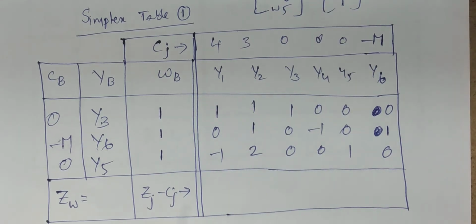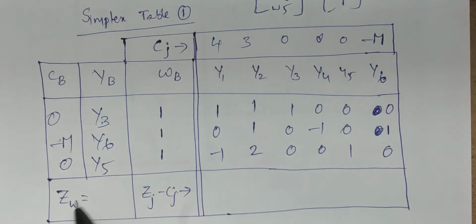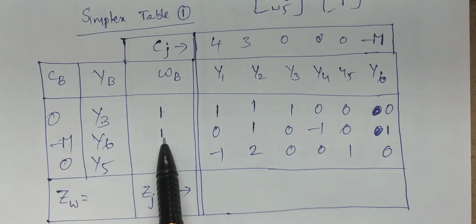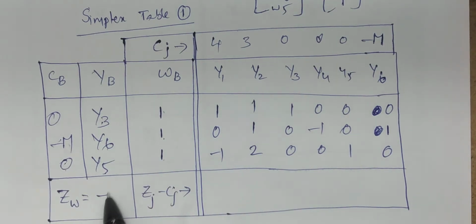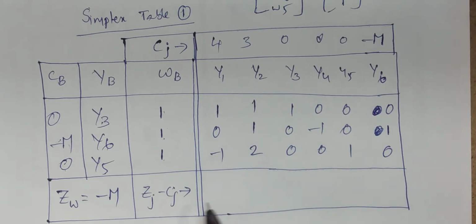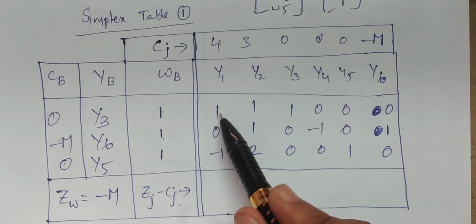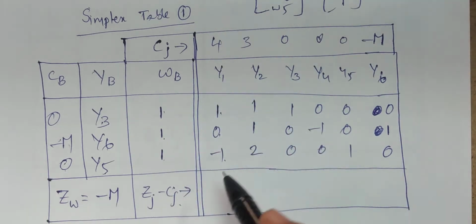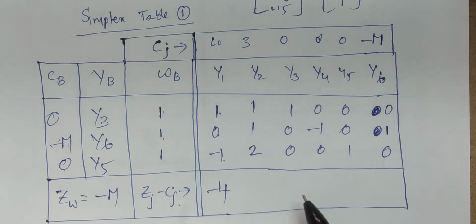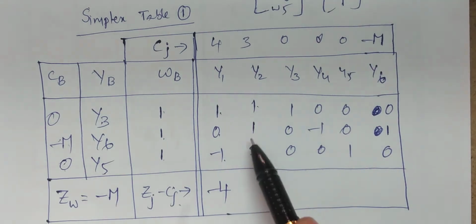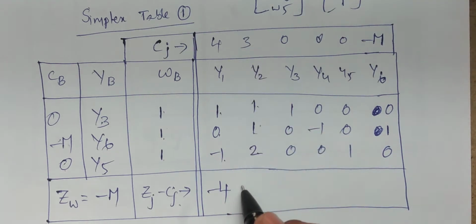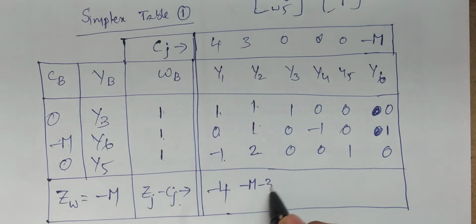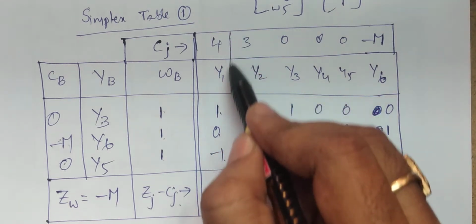This is the first calculation of the first simplex table, and now you have to calculate z omega and z minus c. Z omega is 0 into 1, minus M into 1, that is minus M, 0 into 1 is 0, so minus M. The first calculation is minus M. For z minus c, the value is 0 into 1 is 0, minus M into 0 is 0, 0 into minus 1, minus 4. And 0 into 1, minus M into 1 is minus M, 0, minus M minus 3, so minus M minus 3. This is the net evaluation for the second one.